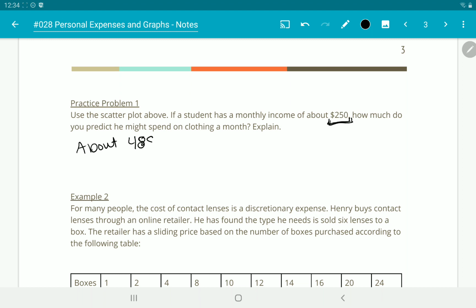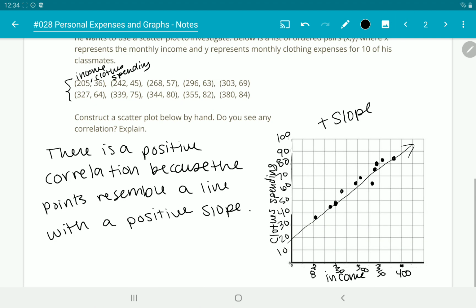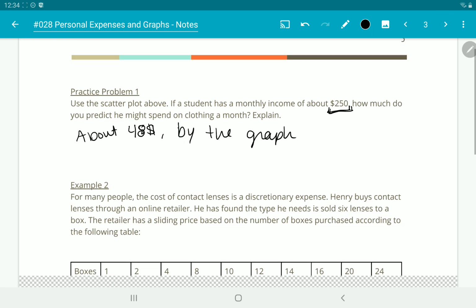Okay, and we use the graph. So with the graph that we've looked at, we can see that if we follow this line that looks about like it matches the points, then if you spend about $250, it'd be in between $40 and $50 spent on clothing, and I'd say more toward $50.